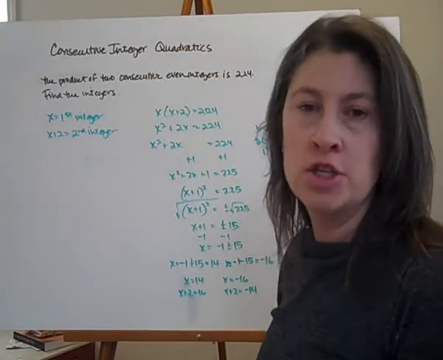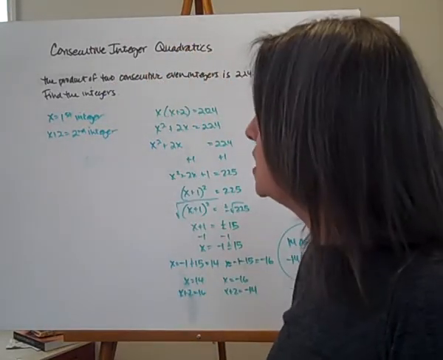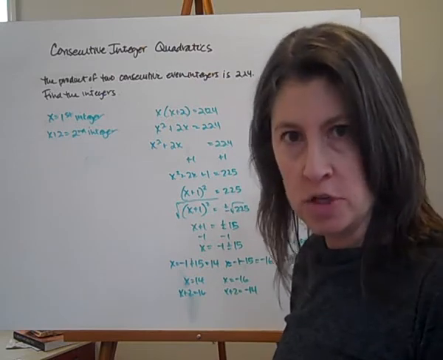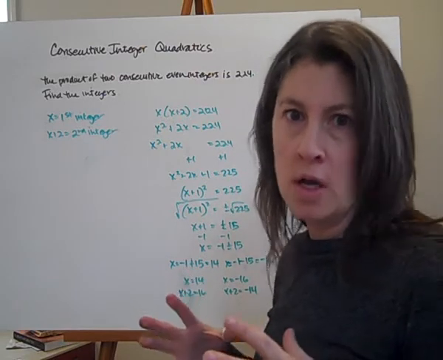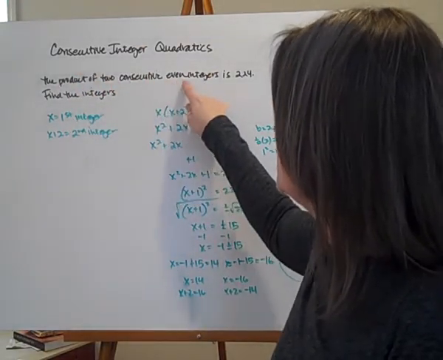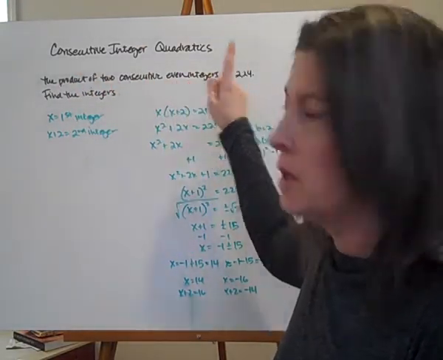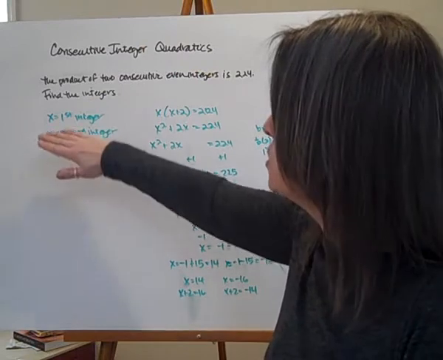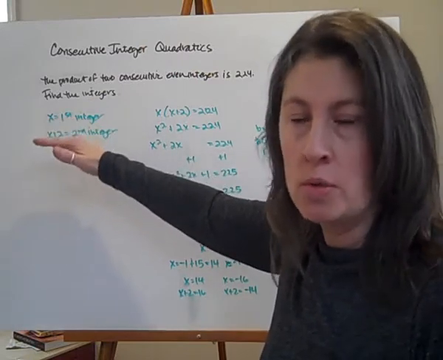Consecutive integer quadratics. So let's take a look at dealing with one of those consecutive integer problems within the context of solving quadratics. The product of two consecutive even integers is 224. Find the integers. So we're going to define our variables as we always do with the word problem.